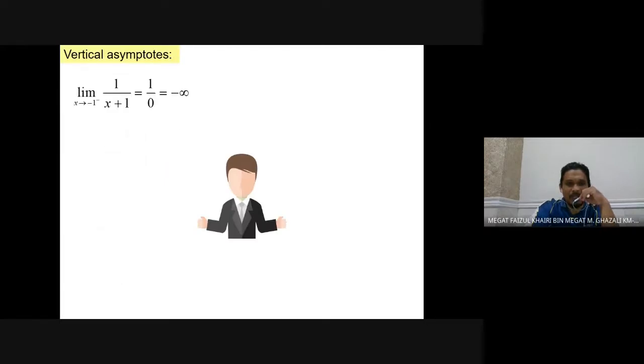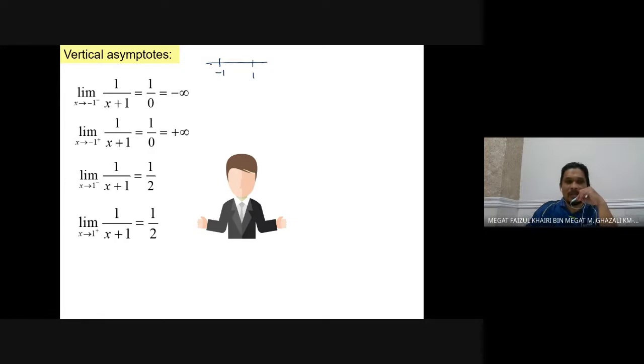So then when x approaches negative 1 from the left, this is negative 1 and this is 1. Okay. When x approaches negative 1 from the left, just imagine from negative 3, negative 2, negative 1.5, negative 1.2, negative 1.1, negative 1.01.